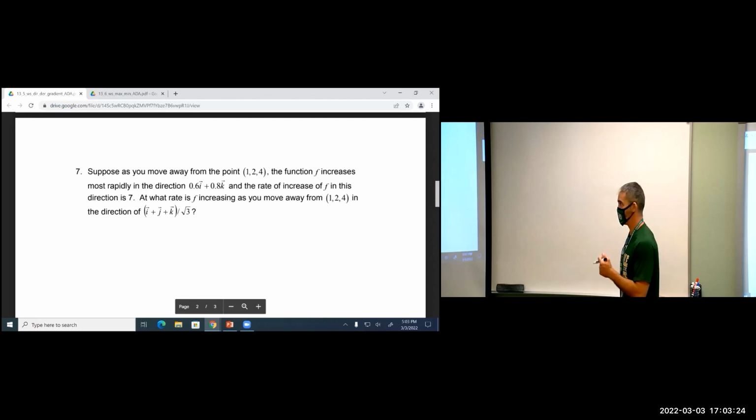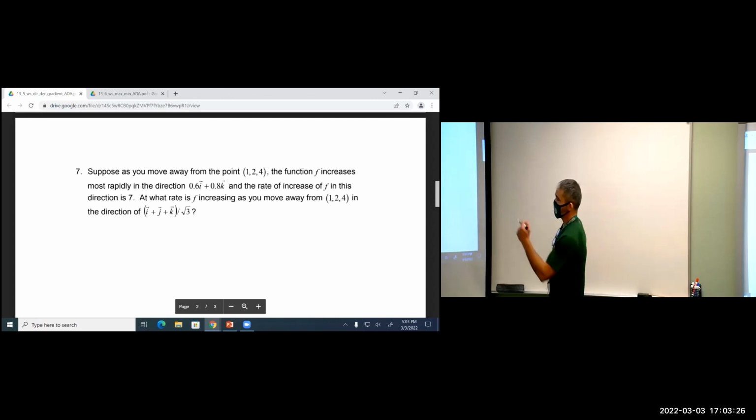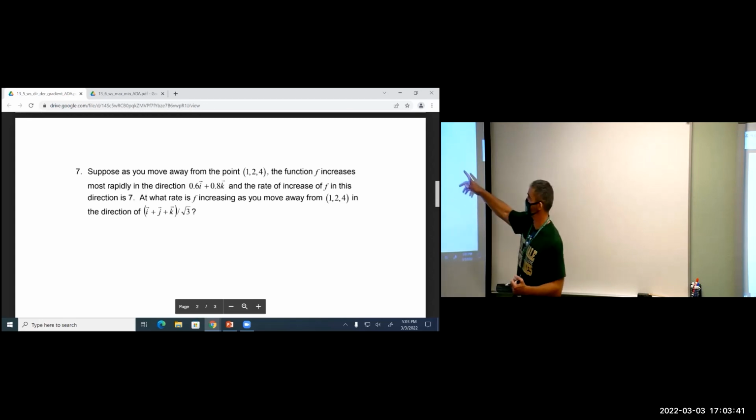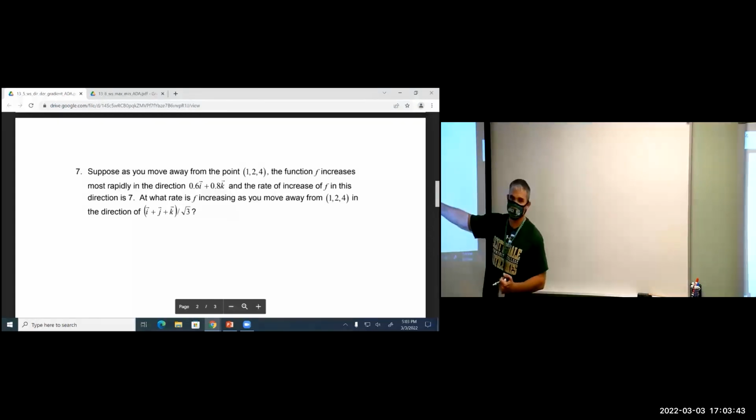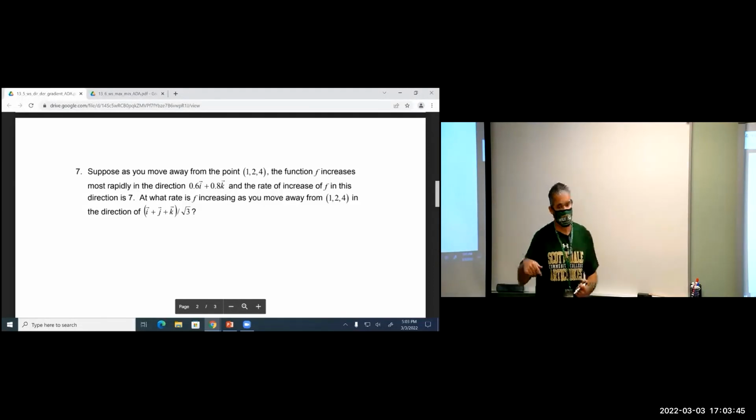So if we look at what this problem gives us, it gives us the direction of maximum rate of change: 0.6, 0, 0.8. If you find the magnitude of that, it's 1. So that's actually a unit vector in the direction of the gradient. And it says the maximum rate of change is 7, so that's the magnitude of the gradient.